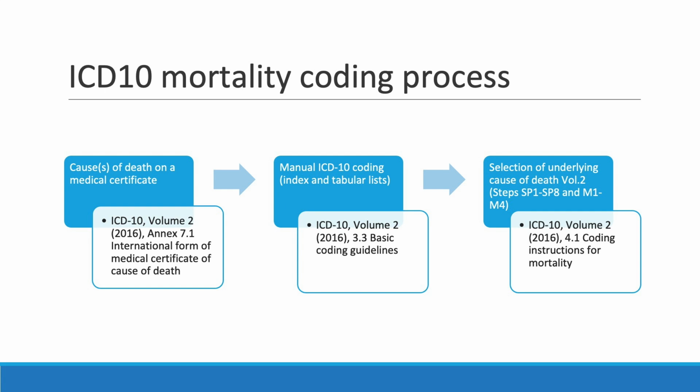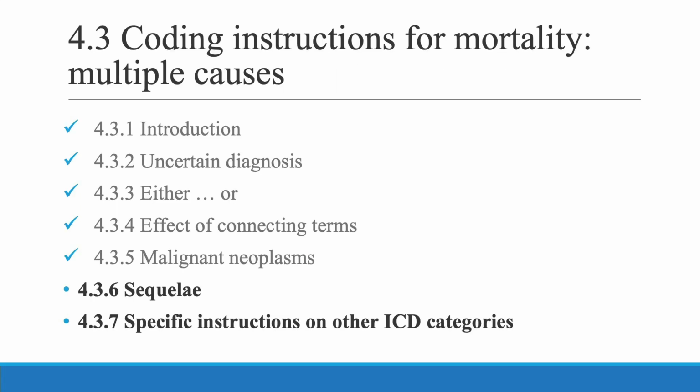The second pair of boxes recalls that the first step in coding the information provided on a medical certificate of cause of death is to code each entity using ICD-10 Volume 3, the index, and Volume 1, the tabular list. And the third and final pair of boxes indicates that to accurately and consistently select the underlying cause of death for statistical tabulation, the WHO Rules and Guidelines for Mortality Classification, found in Volume 2, Chapter 4, must be applied.